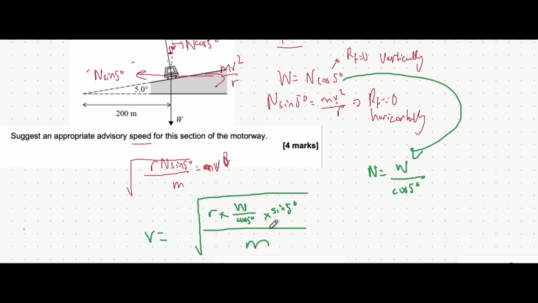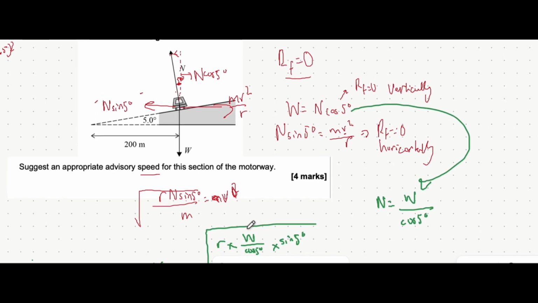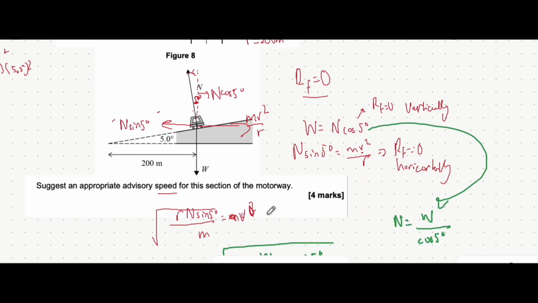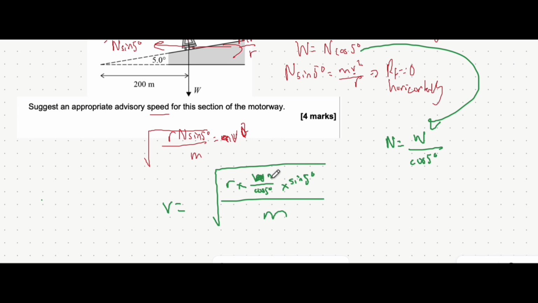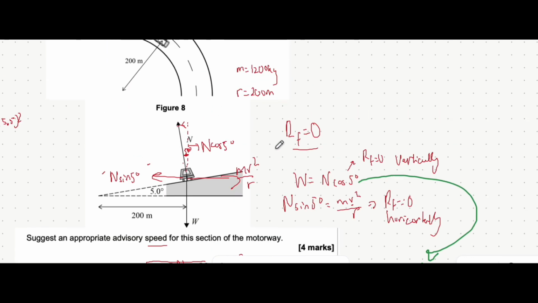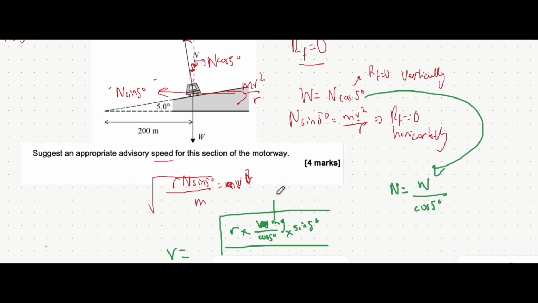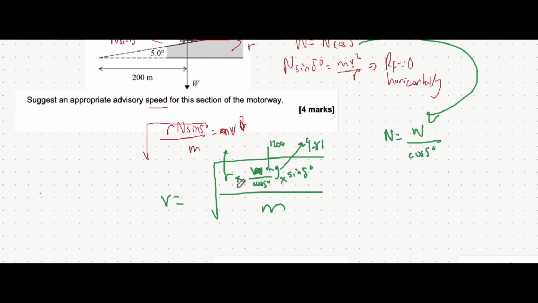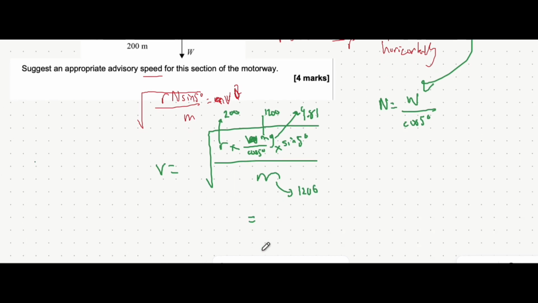You can simplify this further, but just to make it easy for you guys, the weight is just mg. So you can just replace weight with mg. You can replace the mass with the value that's given, 1200 kilograms. You can replace g with 9.81. You can replace r, the radius, with the radius given as 200 meters. And once again, replace this mass with 1200. Put all of that into your calculator, and I'm just going to quickly do that for you guys. That will be equal to 13 meters per second. That's the advisory speed.